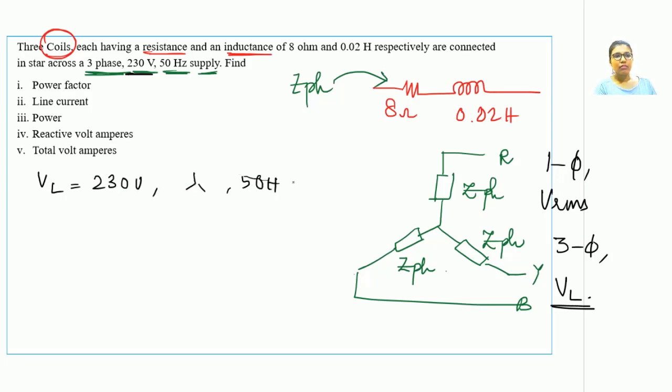And the value of the frequency is also mentioned. So what are the parameters that we are required to find out? In all, we are supposed to find out 5 parameters. The first one being find the power factor.